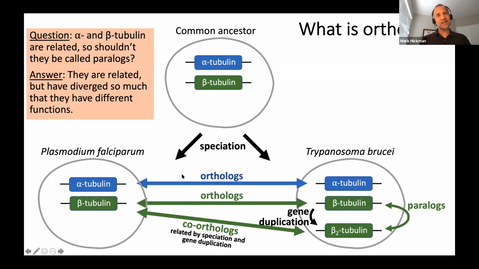And some people ask, alpha and beta tubulins, like in Plasmodium, they're related, so shouldn't they be called paralogs as well? And the answer is yes, they are related. They probably came from the same gene in a common ancestor way back when, but they have diverged so much. They became alpha tubulin and beta tubulin. They have totally different functions, and they have been maintained through the process of speciation. So they're diverged enough to now be considered different genes, not paralogs.